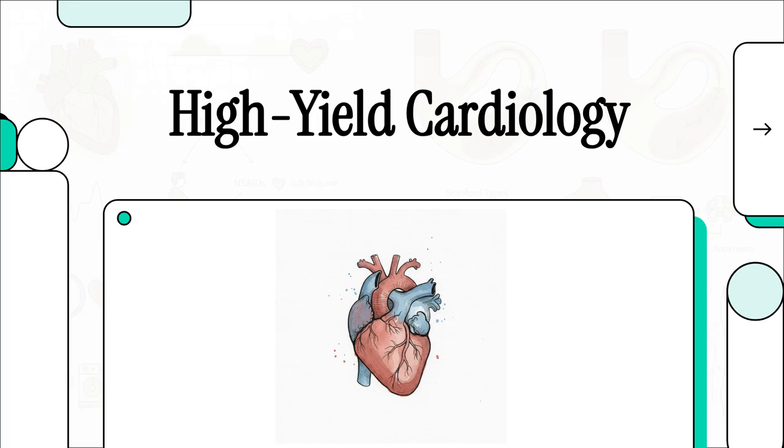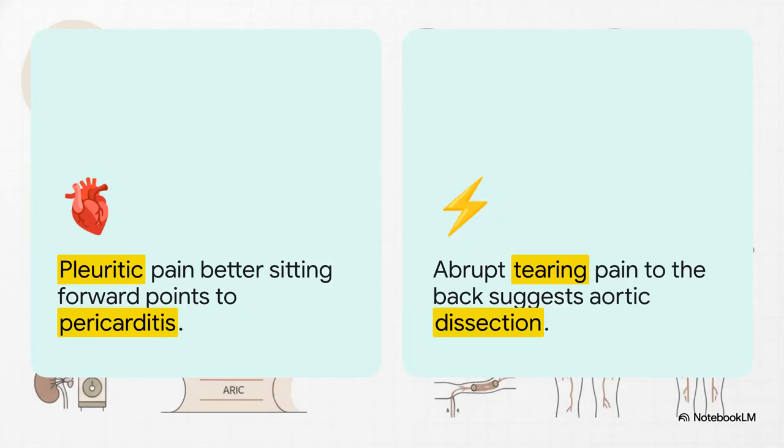Let's dive right into this explainer on high-yield cardiology, specifically pericardial and aortic pathologies. We're focusing entirely on next best step decision logic for Step 2 CK. We'll kick things off by sorting out high-yield chest pain.